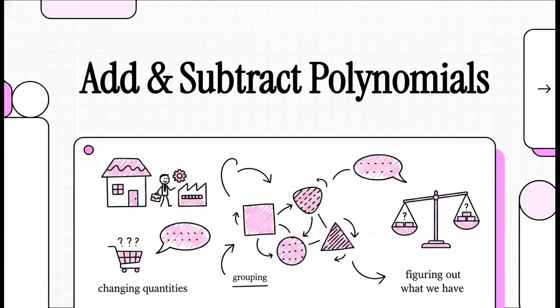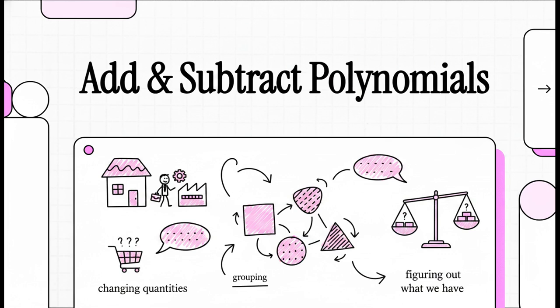We're suddenly dealing with letters instead of just numbers, and it can feel a bit like you're staring at a secret code that you were never actually taught how to read. But at its core, algebra is simply a language. It is a highly practical, everyday way to represent changing quantities in our daily lives, our homes, and our work. It's exactly how we keep track of things when the amounts aren't always set in stone. So today we're going to master how to group these changing quantities together and figure out exactly what we have.